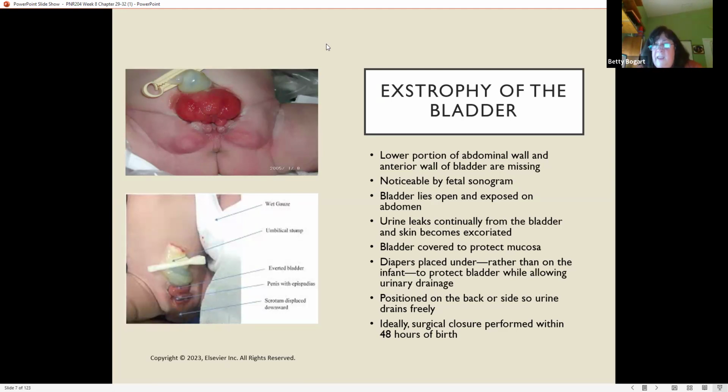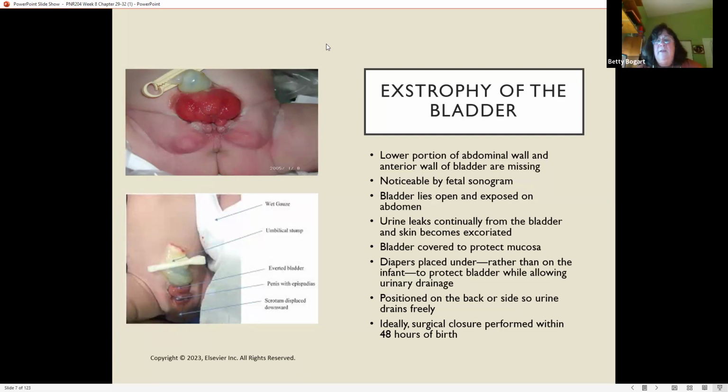Now, one of the things we have to be careful of is that there could be some irritation on the skin, so we really need to protect that. And it's exposed, so we worry about infection, right? Make sure that we keep diapers under it to collect whatever fluid comes out. And these children should be on their back. They don't lay on this bladder, that would allow it to be squished.